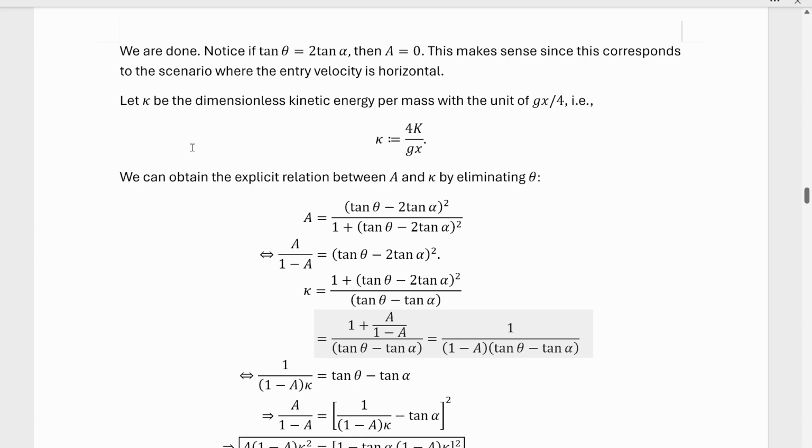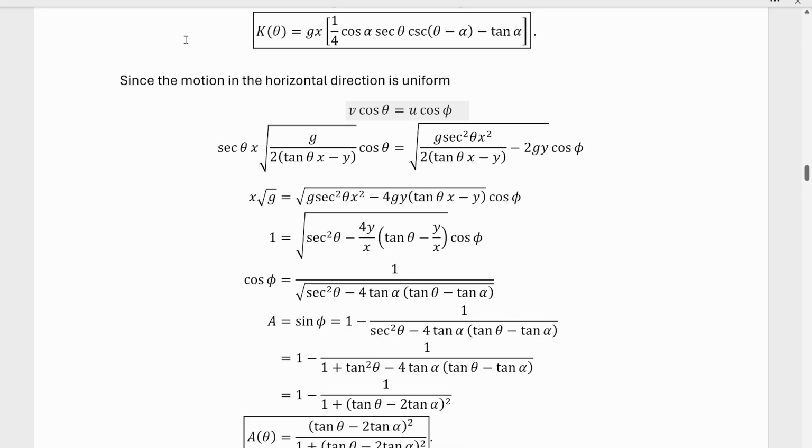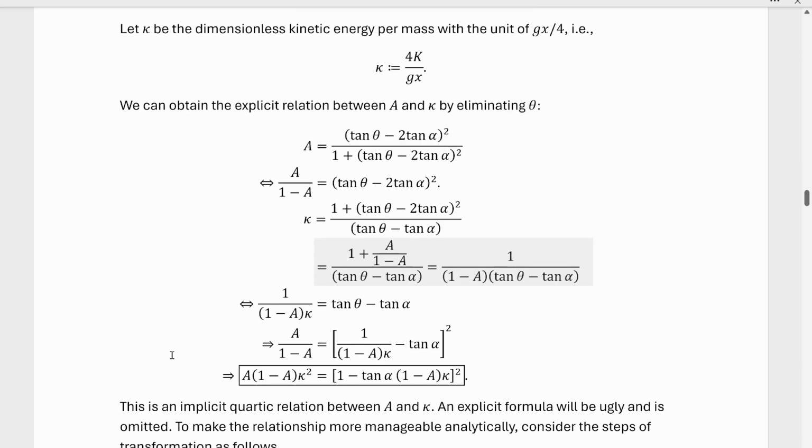Then let's investigate the relationship between k and a, on which our central thesis hinges. We first define kappa as a dimensionless kinetic energy per mass with a unit of gx over 4. Namely, kappa equals 4k divided by gx. So here we have k as a function of theta and a as a function of theta. Eliminating theta will give us an explicit relationship between a and k. These are the steps, and the relationship is given by a times 1 minus a times kappa squared equals 1 minus tangent alpha times 1 minus a times kappa squared.